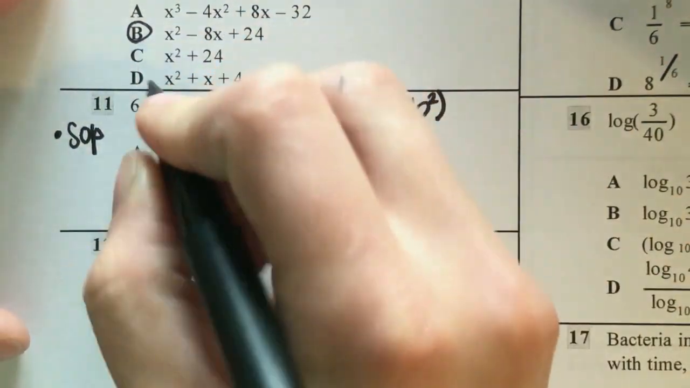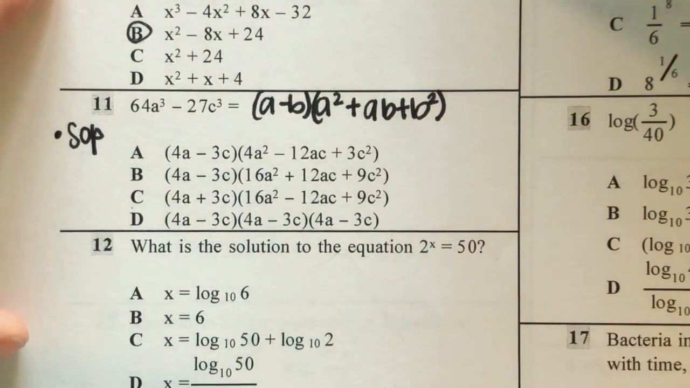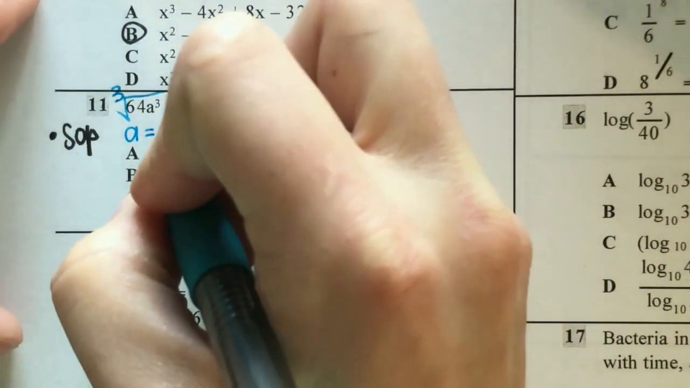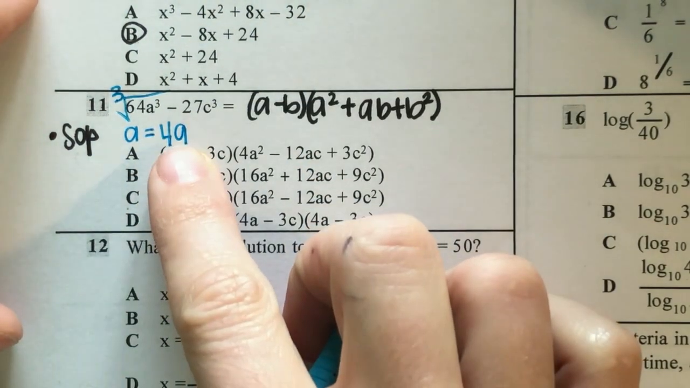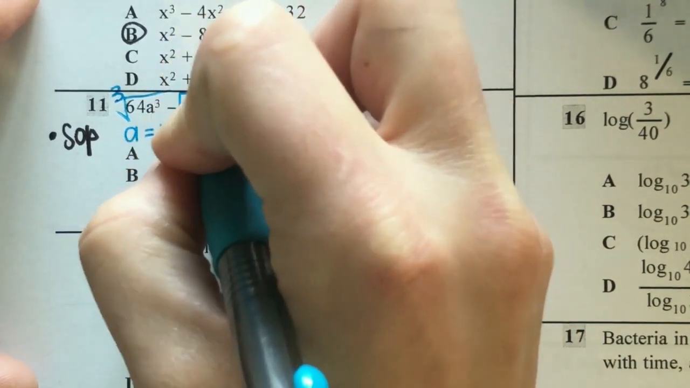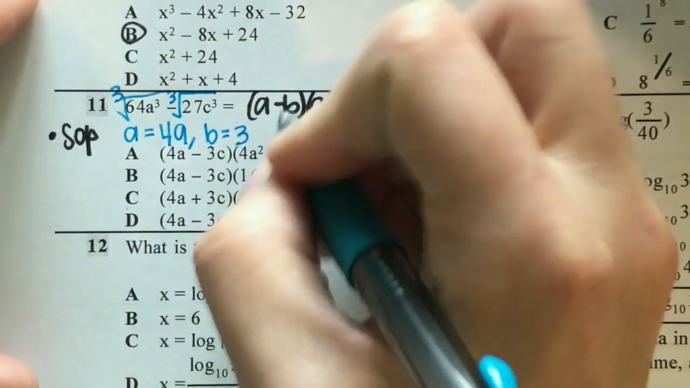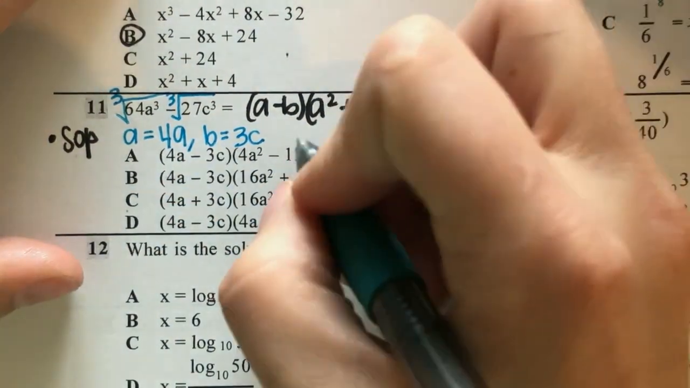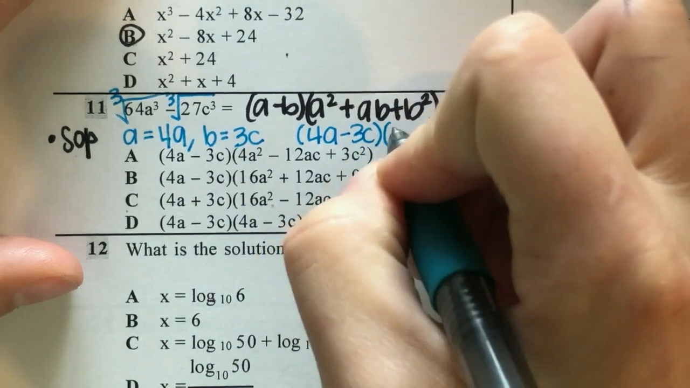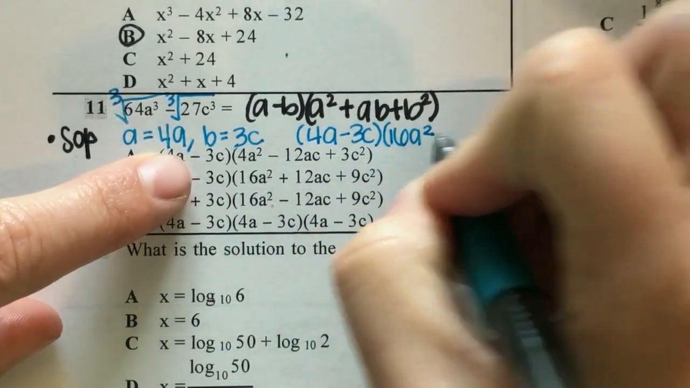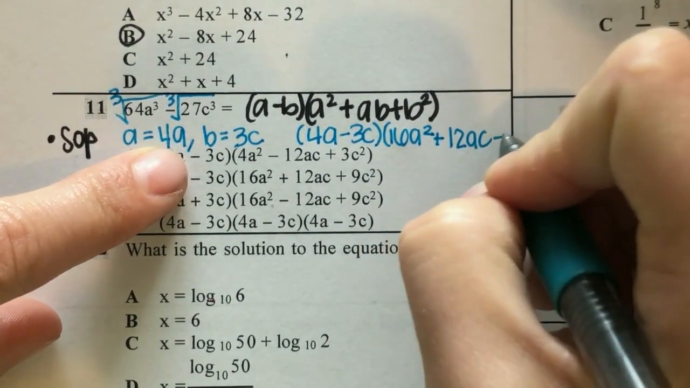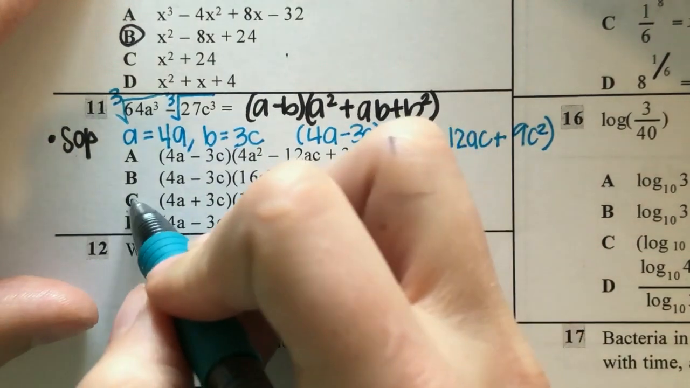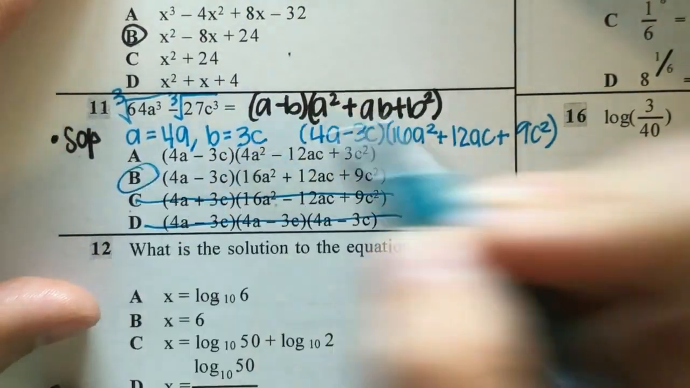So what we do now is we find the A and find the B value to plug into the equation. To find the A value, you're going to take the cube root of the first term. So the cube root of 64 is 4, and the cube root of A cubed is A. So my A term is 4A. My B term is going to be the cube root of the second term. The cube root of 27 is 3, and the cube root of C cubed is C. So we're going to plug in 4A and 3C into this equation. So when I do that, I get A minus B, then A squared, which is going to be 16A squared, plus A times B, which will be 12AC, plus B squared, which will give us 9C squared. So our answer can't be those. It's going to be B.